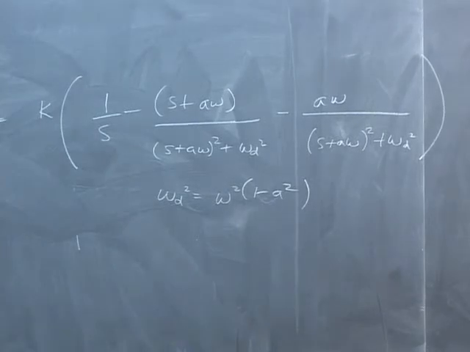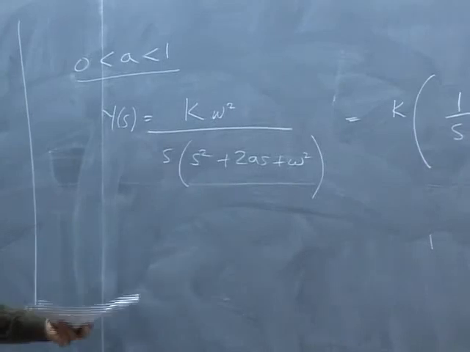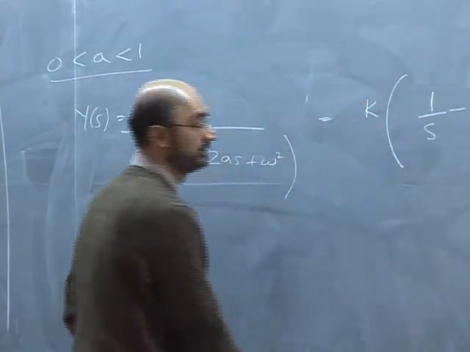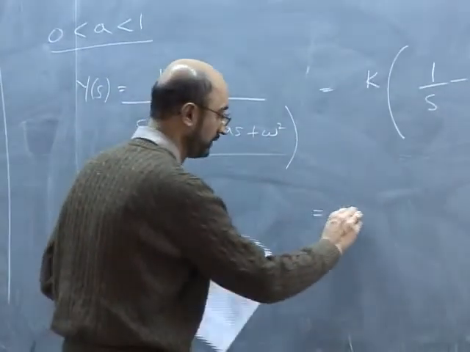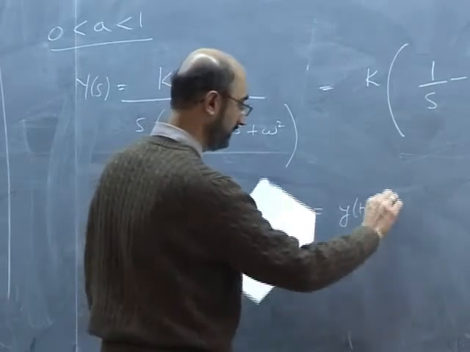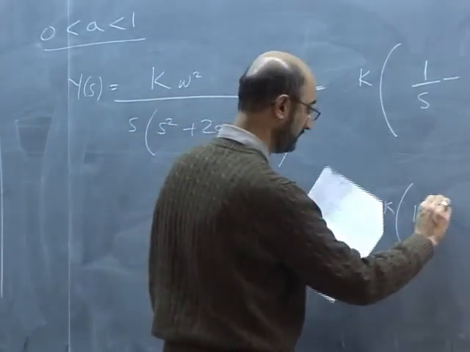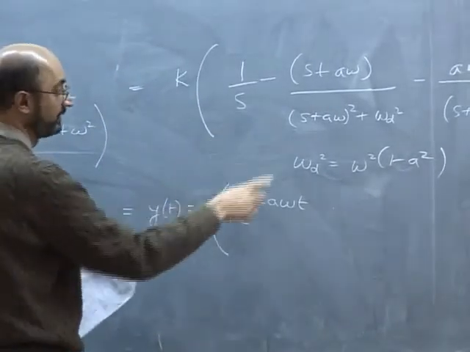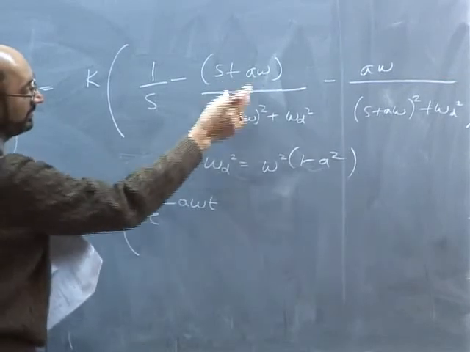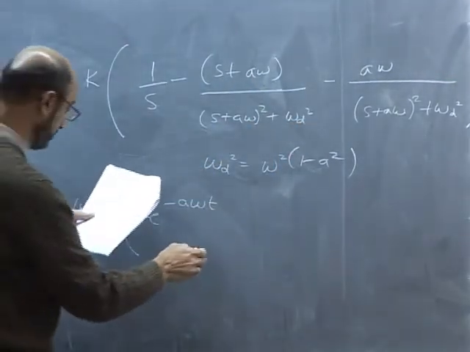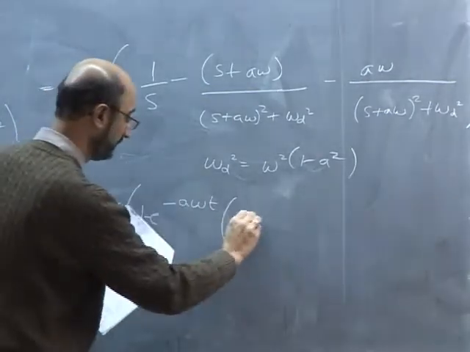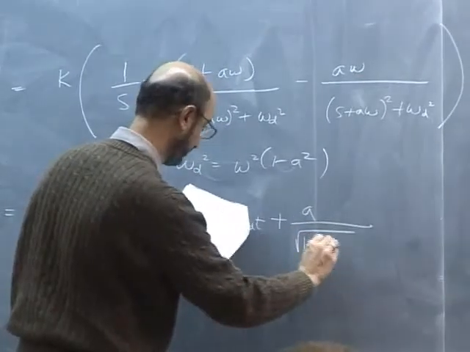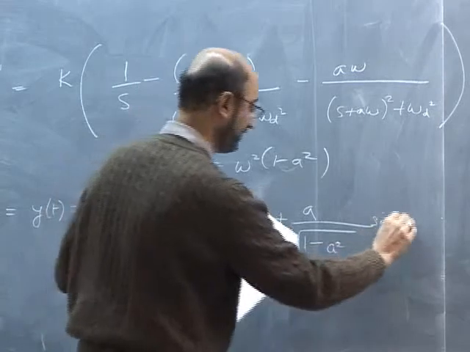Okay, so you can work out the math if you want, but this is done by doing what's called completing the square, and I'm not going to go into that, but you can try it out. If you do this, then the inverse transform is given by y(t) equals K times (1 minus e to the minus a omega t. Oops. So the 1 comes from the 1 over s. This one is actually in the form s plus a omega over (s plus a omega) squared plus omega d squared. So it turns out to be times, let me just write this down, cos omega d t plus a over square root of 1 minus a squared, sine omega d t.